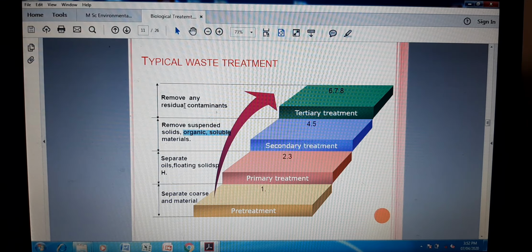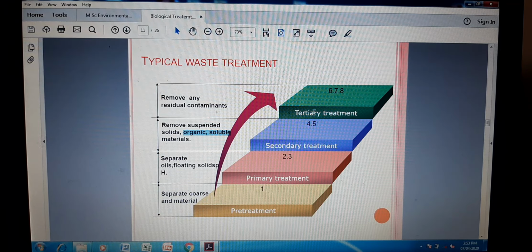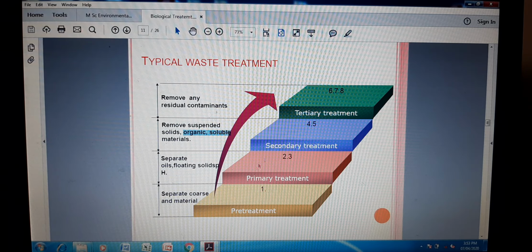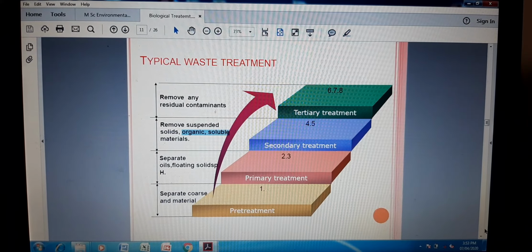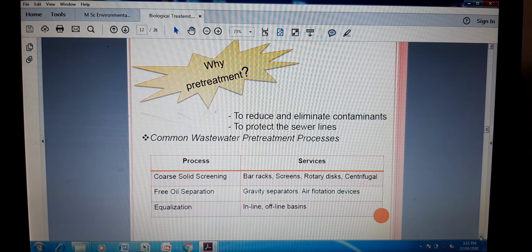And the last is the removal of any residual contaminants, which are in very small quantity or low concentration, that can be removed in the tertiary treatment. So this is the stepwise treatment process of the wastewater. Okay, this is a very simple treatment process.